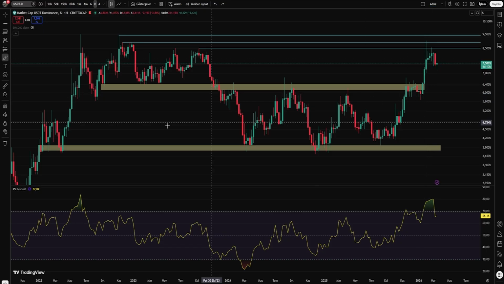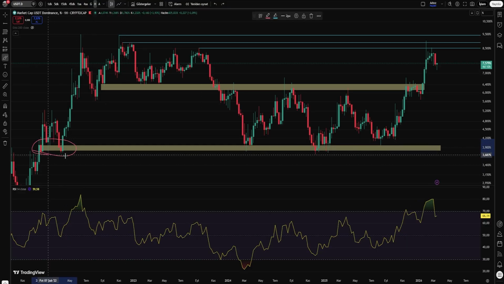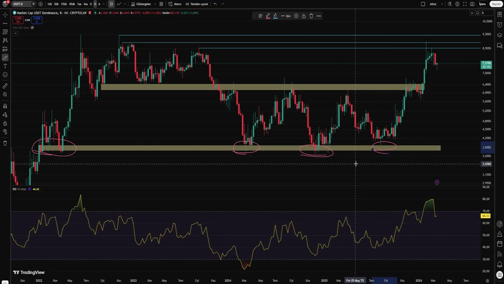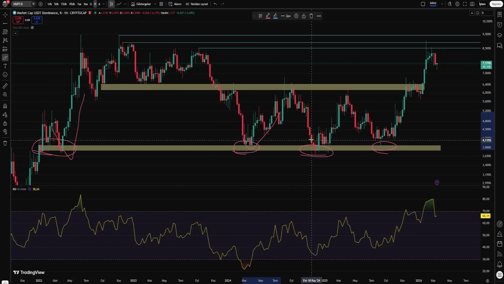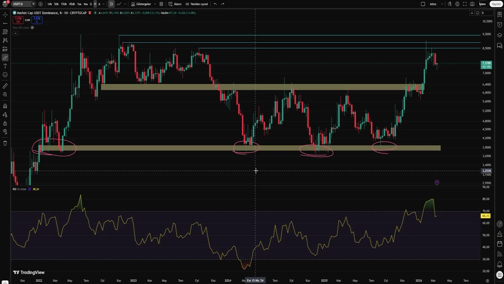Now let me walk you through the two critical zones on this chart. The lower olive green zone, sitting between roughly 3.90% and 4.20%. This is the macro floor of USDT Dominance. Every time dominance has dropped to this zone, it marked the peak of a crypto bull run. Think about that. When everyone has piled into crypto and almost nobody wants stablecoins, USDT Dominance hits this floor, and historically, that has been the signal to start taking profits.